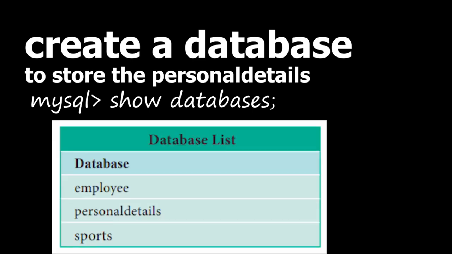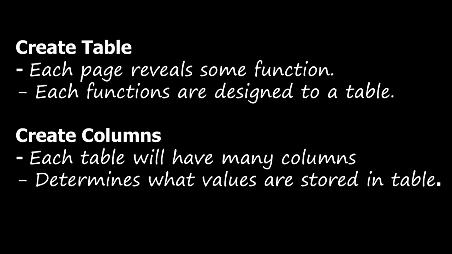Next one is creating a table. If you are creating an application, each page will have some functions. Let's consider a shopping website. You would have used Amazon, Flipkart and so on. In any shopping website, it will have a search at the top, and if you click home, you will have a separate page. For orders you will have a separate page.